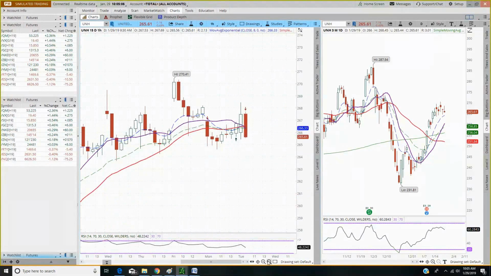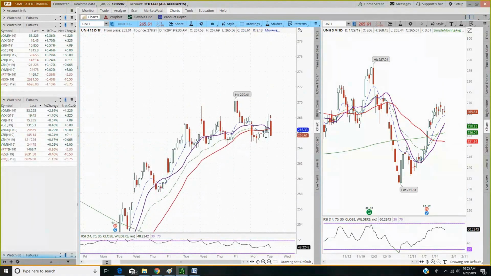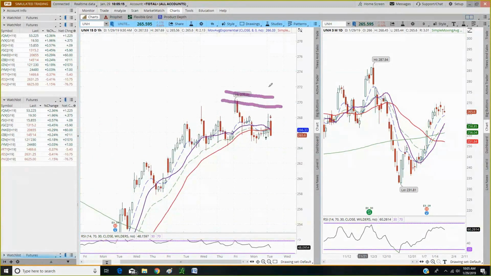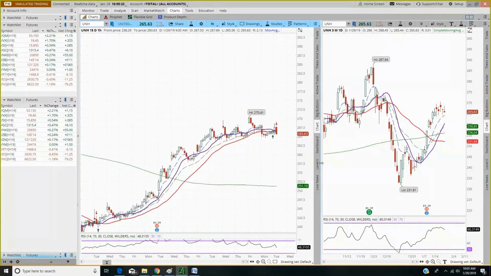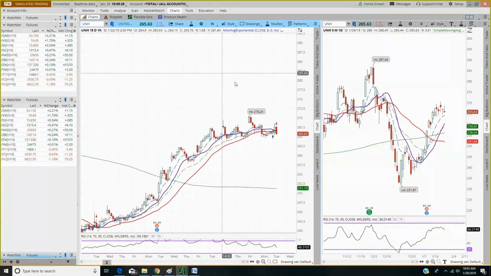So what did I do in UNH? Well, in UNH, I did the same thing. I recognized here, and I sold a bear call spread. Right? I wanted to go down, but I got my probability. Everything matched up. Okay? Everything matched up.